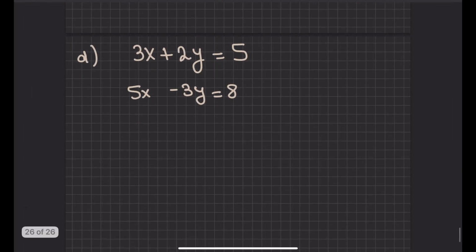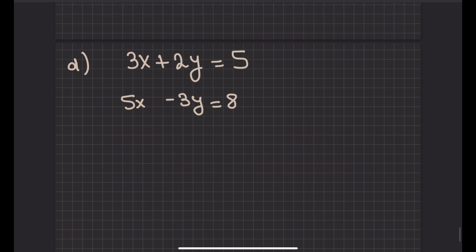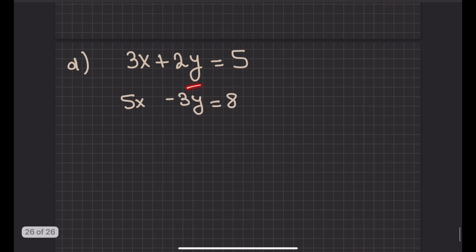So let's do another question. 3x plus 2y equals 5, 5x minus 3y equals 8. As you can see, my x variable does not have the same number, but it has the same sign, which means to get rid of x I have to use subtraction. My y variable doesn't have the same number, but it has different signs. If I want to get rid of that, I have to use addition. So it's your choice. I'm going to use subtraction this time.